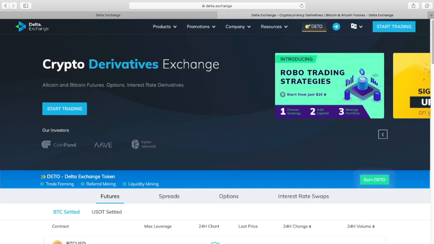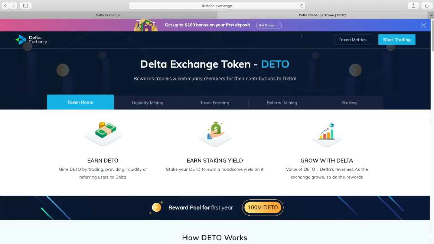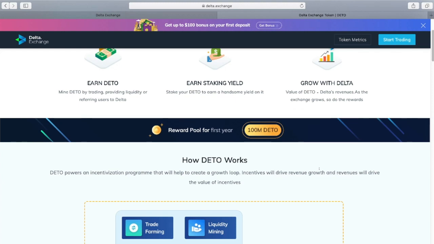It's DETO. Clicking on DETO, we talk about what DETO is and how it works. Delta Exchange Token, DETO, rewards traders and community members for their contribution to Delta. You can earn DETO by trading, providing liquidity or referring users to Delta. Stake your DETO to earn a handsome yield, and grow with Delta. The value of DETO follows Delta revenue as the exchange grows, so do the rewards. This is how DETO works.